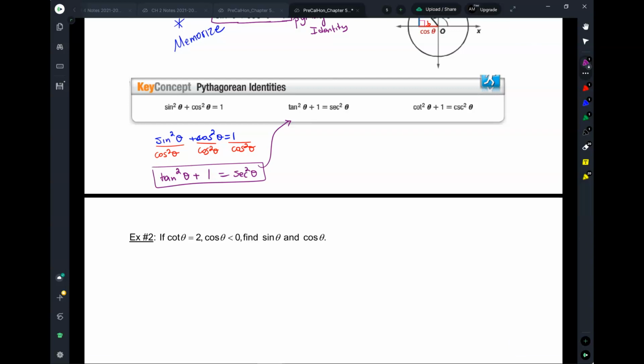Okay, so now look at what we're going to do. We're going to take sine squared theta plus cosine squared theta equal to 1, and this time divide by sine squared theta.